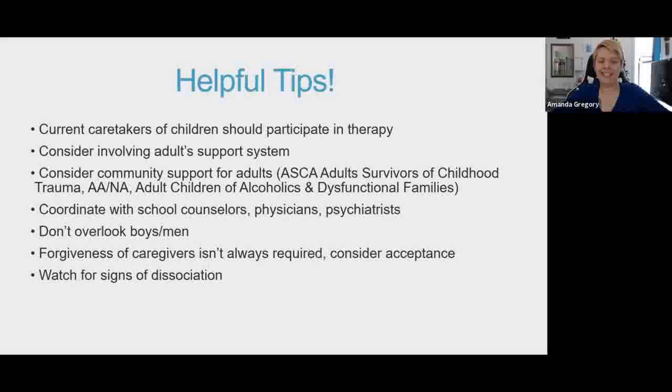Also, when it comes to adults, consider some community support groups. Here are some good ones. There's ACA, AA and NA could be a good support. Adult Children of Alcoholics and Dysfunctional Families could also be one. So sometimes our clients need a peer group. They need to be around people who have had similar experiences. Childhood neglect is very isolating, and so providing them with these resources can make a big difference. Coordinating with school counselors, physicians, and psychiatrists for both children and adults. Sometimes I think we don't do this enough with our adult clients.